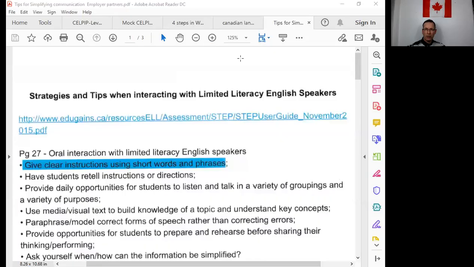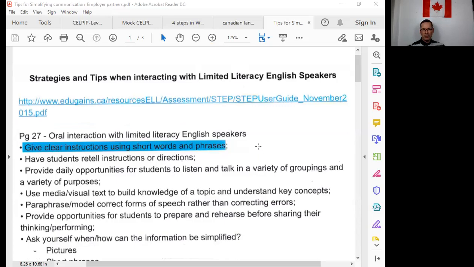And there's a few things when we're speaking and listening that I want to just identify and highlight. So I'll start with a document that was originally produced. This is aimed at people working in the medical profession. So some of the examples focus in that area, but there's some good information here for all of us. So it talks about, and I've highlighted a few thoughts that are in blue. So the first idea here is giving clear instructions using short words and phrases.